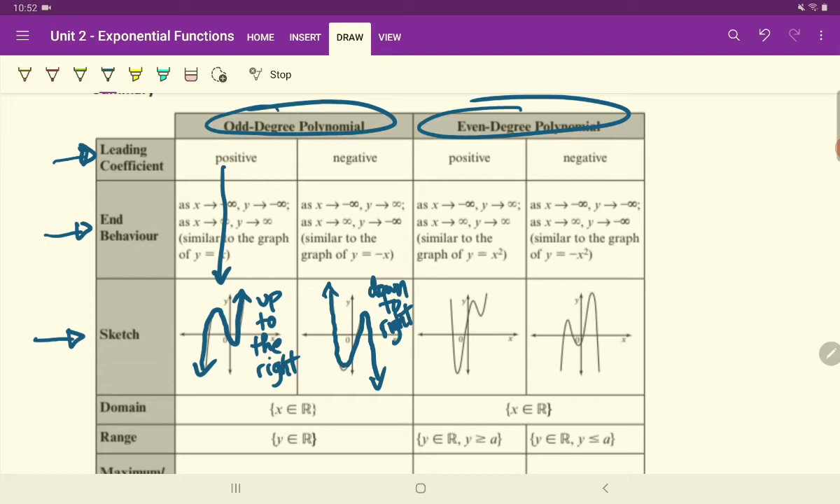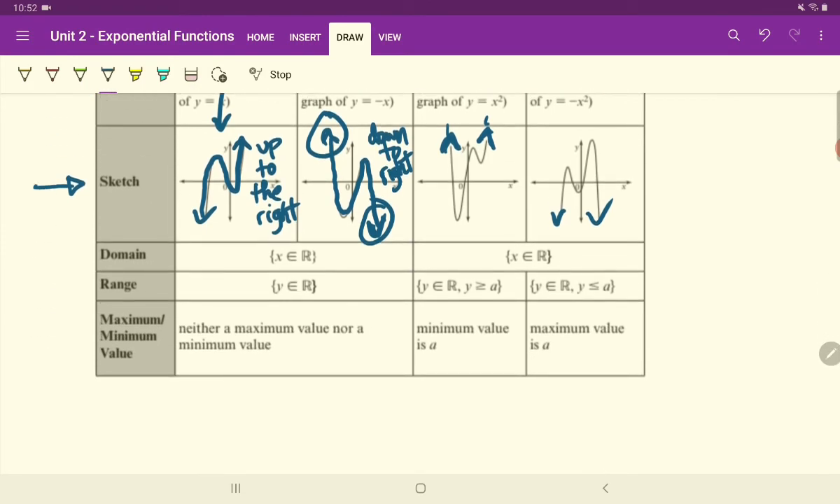Okay? A positive even degree polynomial will open upwards. And notice that it opens upwards and the end behaviors are the same. Okay, so the end behaviors are both going up. Unlike the cubic, one is going up, one is going down. When you talk about an even degree polynomial, like a quadratic or a quartic or a sixth degree, the end behaviors will be the same. So the arrows will be pointed in the same direction. Whereas an odd degree polynomial, the arrows will be pointed in the opposite direction, always, whether it's linear, cubic, fifth degree, and so on. Okay?